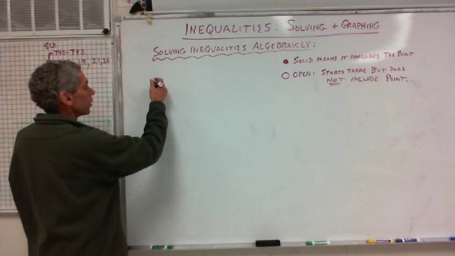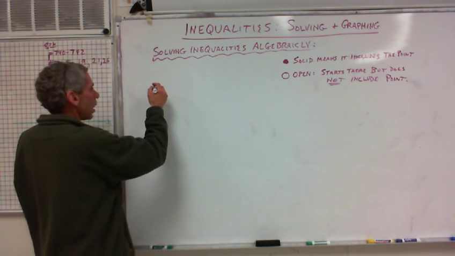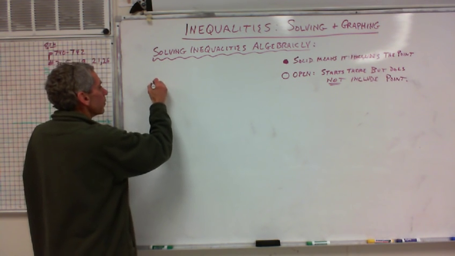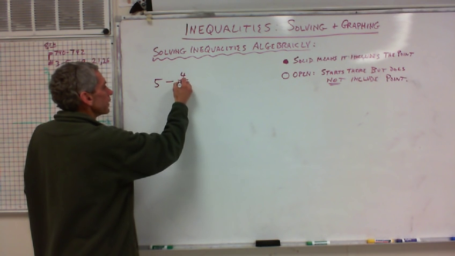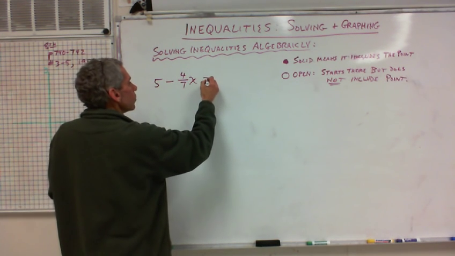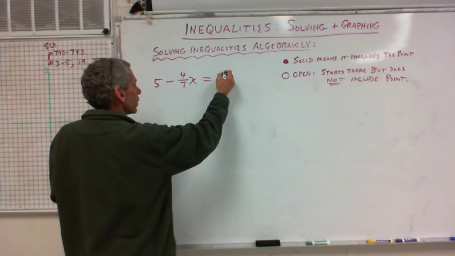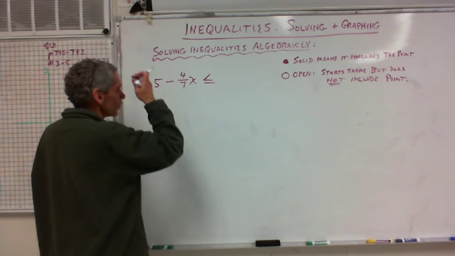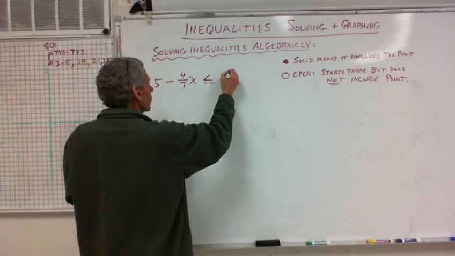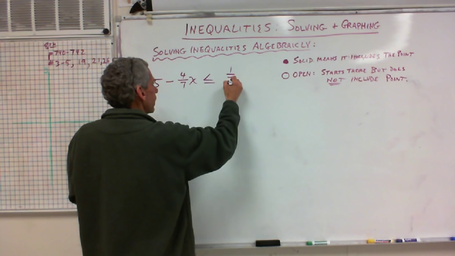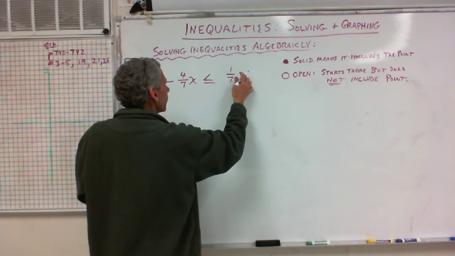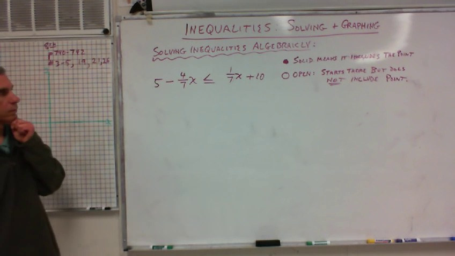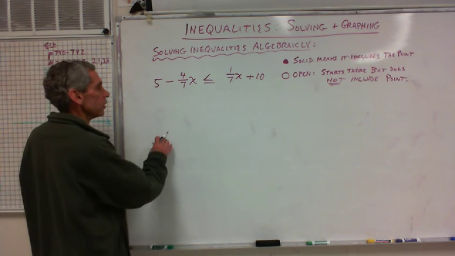So let's try 5 minus 4/7 x is less than or equal to 1/7 x plus 10. I don't have any idea what this is going to look like, but we'll just try it.